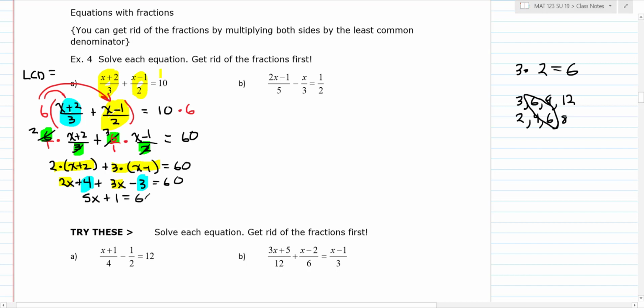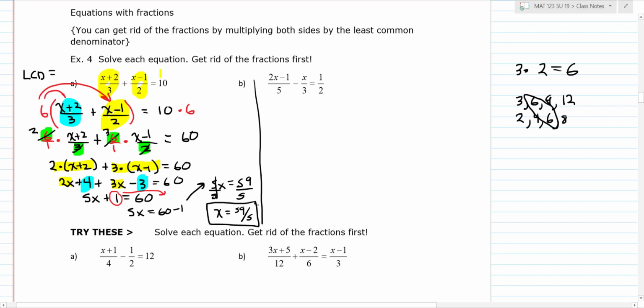So we have that. Now it's just one step and then a couple of steps and we're done. You can move the 1 if you want to. So you would end up getting 5x equals 60 minus 1. So what I would get here is 5x equals 59. Then I can divide both sides by 5 and I get a fraction answer, which is very typical. Just make sure that fraction answer is reduced. So that's as far as you can take that problem.